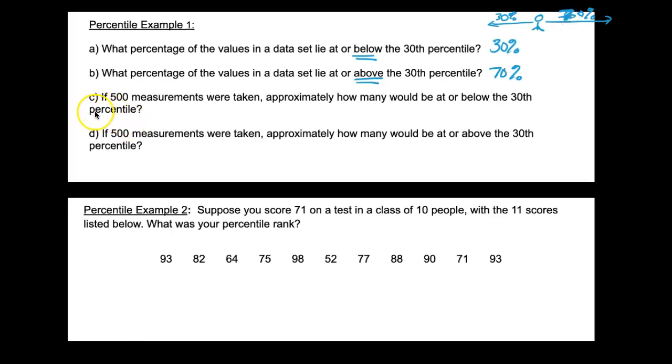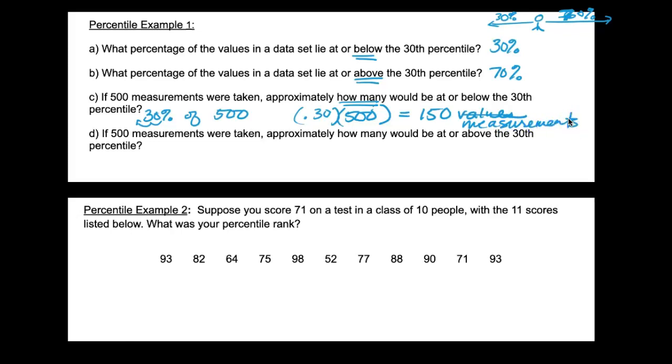Okay, C. So if we have 500 measurements were taken, approximately how many would be at or below the 30th percentile? So we know if it's at 30th percentile, 30% are going to be below, but we want to know how many values is that. So basically what we need to do is we need to find 30% of 500. And to do that, we take the decimal equivalent of 30%. So that would be 0.30. We move that decimal 2 spots left, and then we multiply that by 500. And if we multiply those two numbers, we get 150. So 150 values, or actually we could say measurements, would be at or below the 30th percentile.